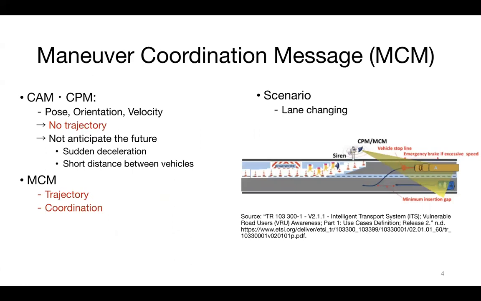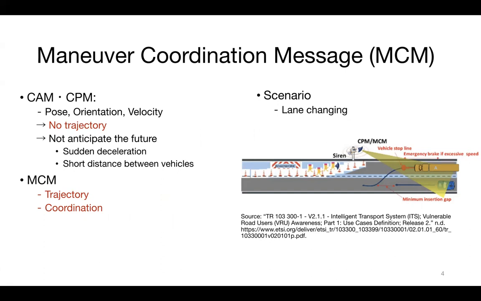On the other hand, there are some scenarios that CAM and CPM cannot solve. They include data, which is the current position, direction, and speed of vehicles, but don't include the future trajectory of vehicles. This means that it is not possible to take the future situation into account when the vehicles plan their future trajectory.